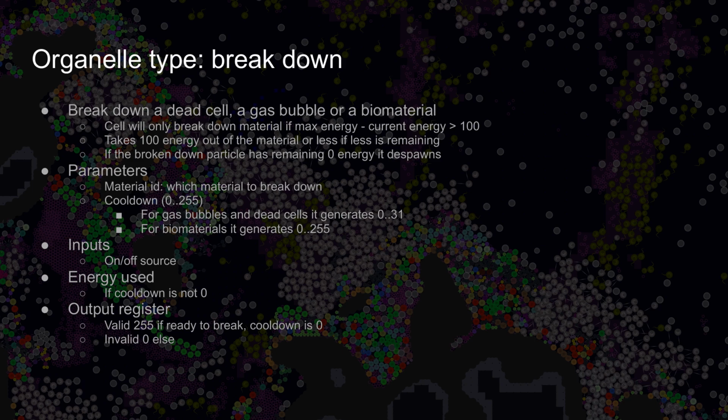The input of the organelle defines if the cooldown is happening or not. If the cooldown is already zero, breaking down a particle happens even if the input is invalid. Energy is used by the organelle when the cooldown is not zero and the organelle is enabled by a valid input. The output of the organelle is valid 255 if the cooldown is zero, the organelle is ready to break down, and invalid zero otherwise.